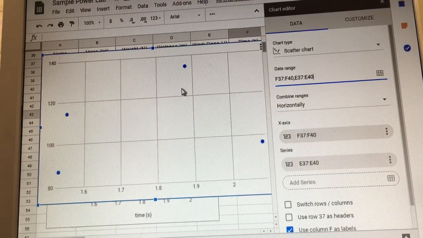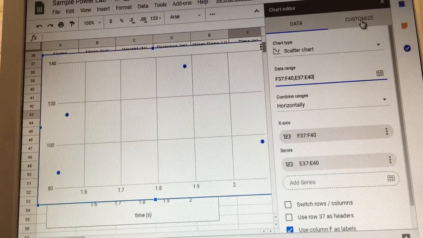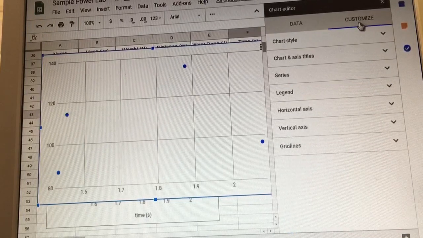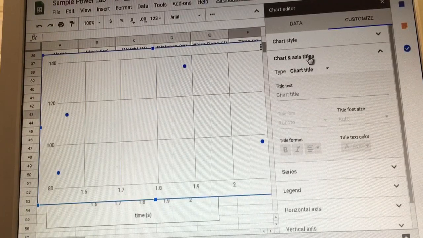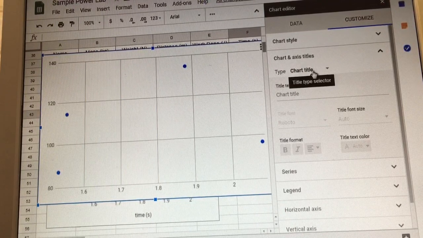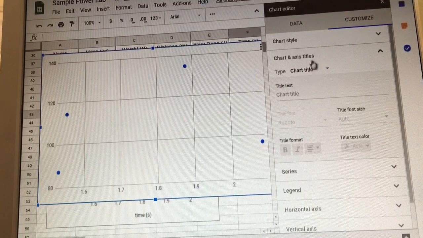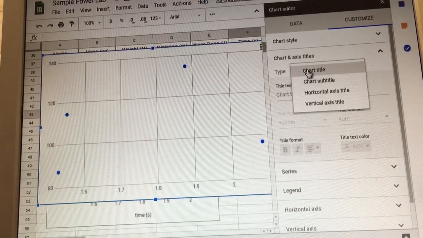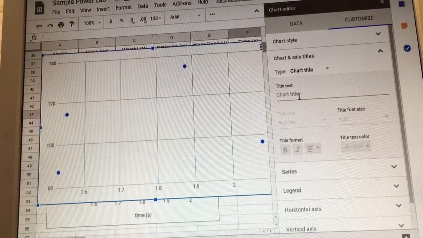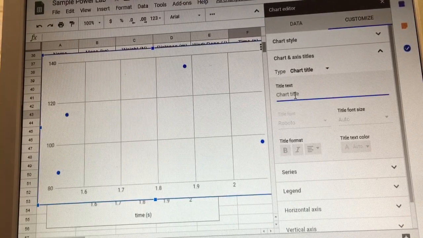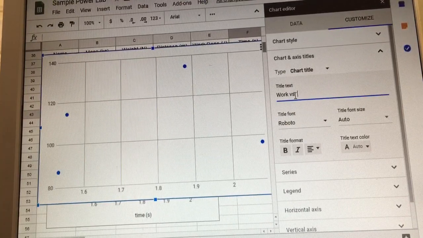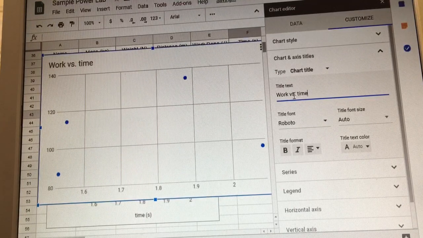Add labels, yeah. So I can go over here to customize, and there's a bunch of options, but right here it says chart and axis titles. So I can click here, and this takes a little bit of practice, but there are options within options. So right here you can choose the chart title. If you want to give it a title, you can type it in. This was work versus time.